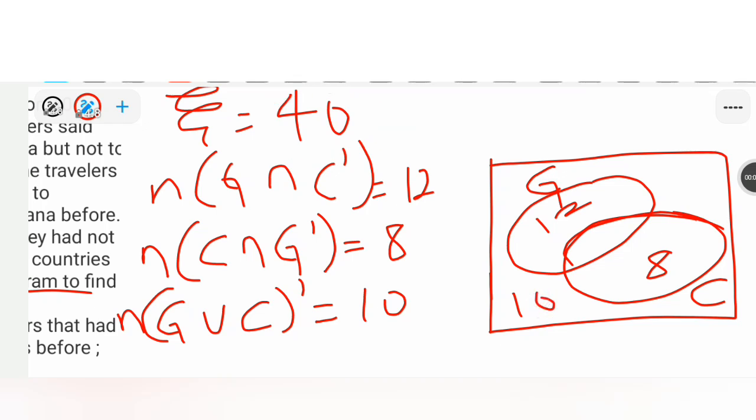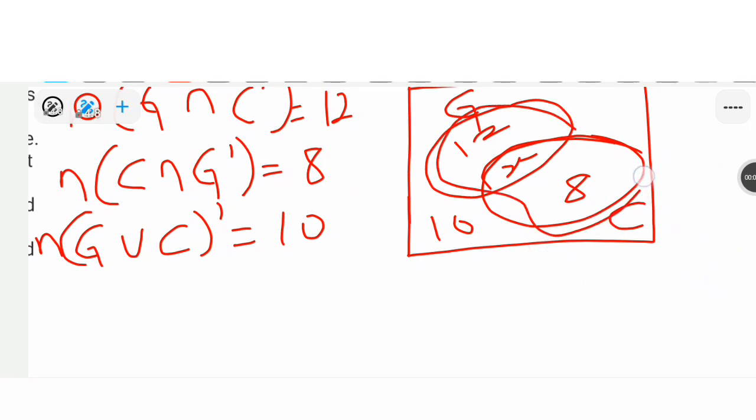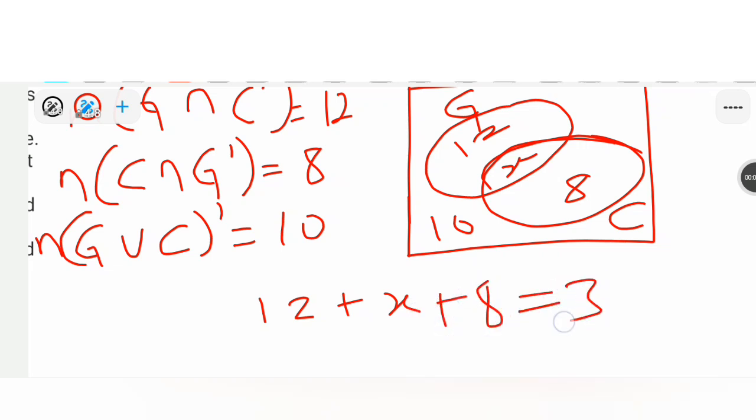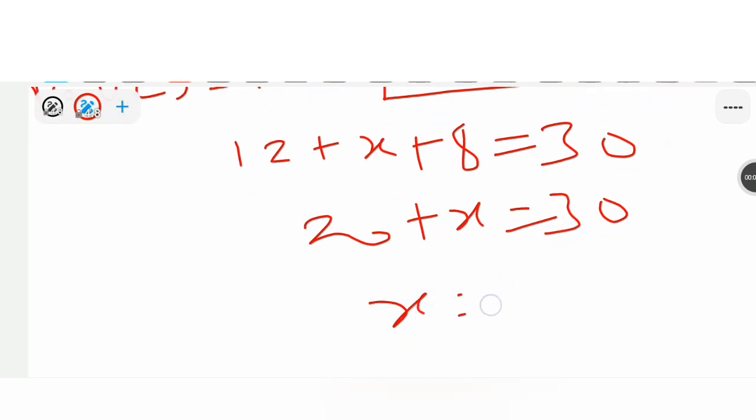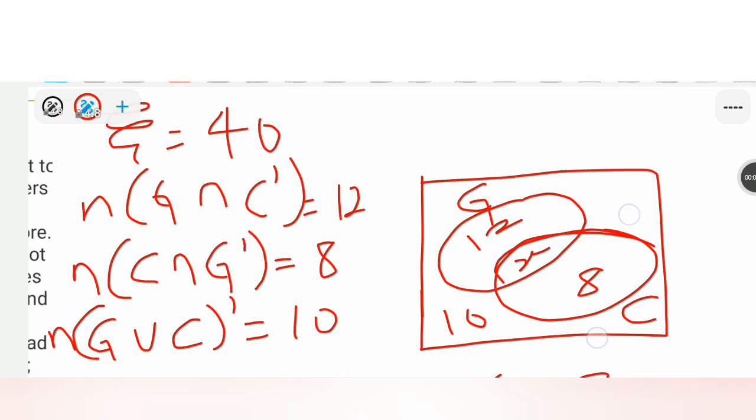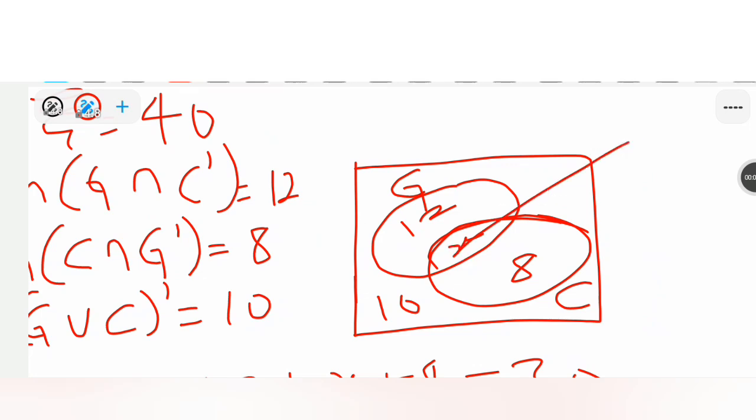That means people that are involved, they are 30. That means everything in the circles must give me 30. So let me just call here x. If you add everything, it must give you 30, because there are actually 40 people and 10 people are not involved. So you must get 12 plus x plus 8 must give me 30. This is 20. 20 plus x equals 30. From there you get x equals 30 minus 20. So x is 10. That means people that have traveled to both countries are actually 10. So this place is 10.